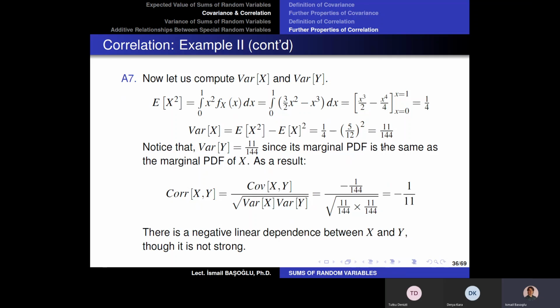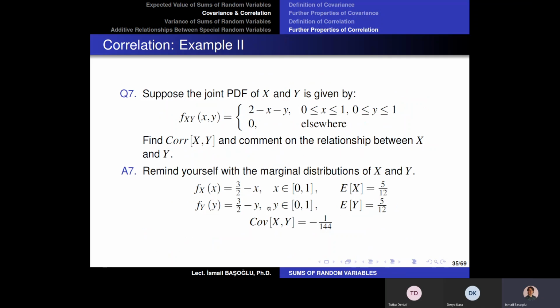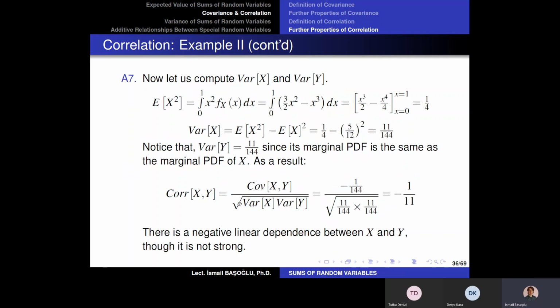And with the same reasoning, because the probability density functions of x and y are the same, just like their expectations are the same, their variances should be the same as well. And the variance of y is also equal to 11 over 144. And when you divide minus 1 over 144 by the square root of the product of the variances, you get minus 1 over 11, which indicates that, again, there is a negative linear dependence relationship between x and y.